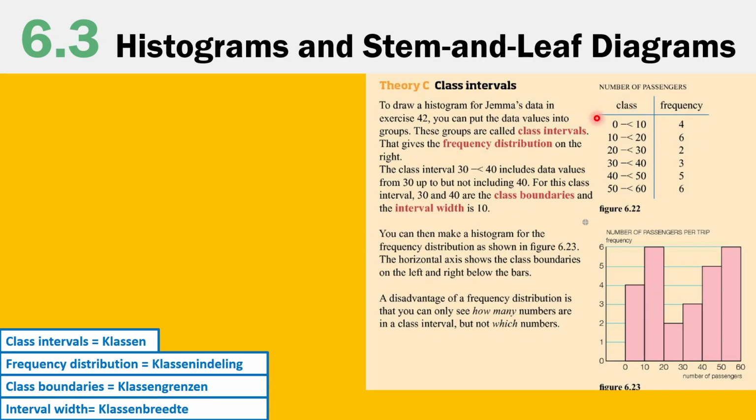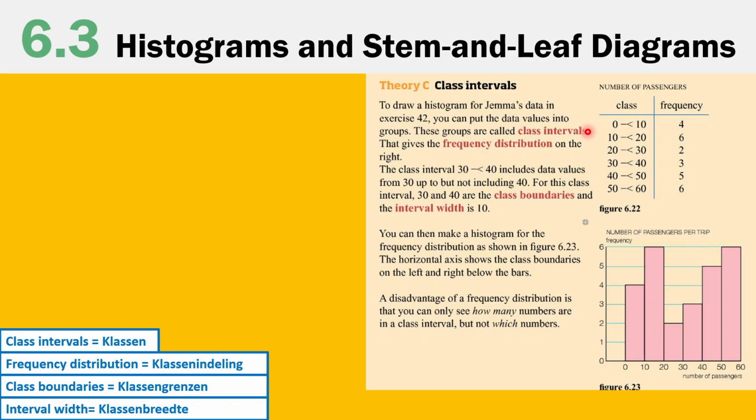This thing gives us a frequency distribution. That's this whole thing altogether. This whole table is called the frequency distribution. The class intervals are the things here on the left. So 0 up to but not including 10 is a so-called class interval. For this class interval 30 and 40 are the class boundaries. De class boundaries zijn de klassegrenzen. Dus de grenzen hiervan zijn 0 tot 10, 10 tot 20, 20 tot 30. De interval width, de klassebreedte, is in dit geval 10, maar ook van 0 tot 10.